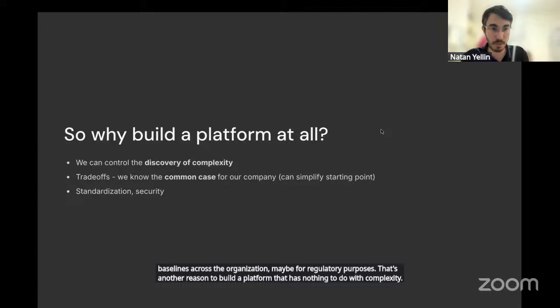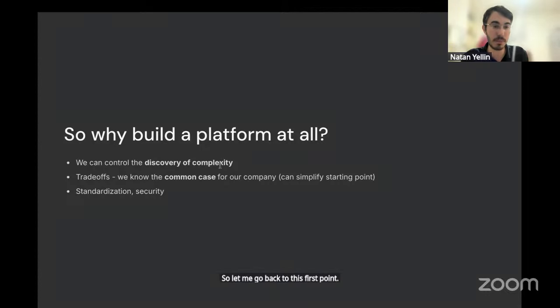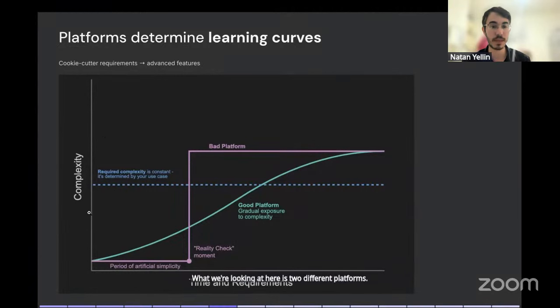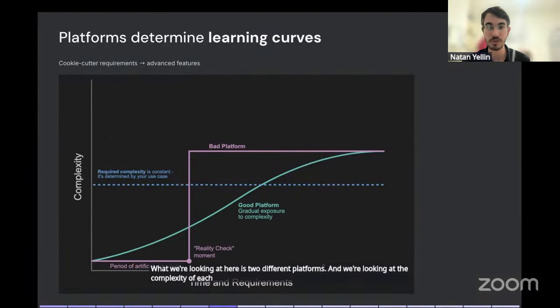So let me go back to this first point. By building a platform, you control the discovery of complexity. And I want to show you a diagram that really explains this. So what we're looking at here is two different platforms. And we're looking at the complexity of each one over time as your requirements grow.